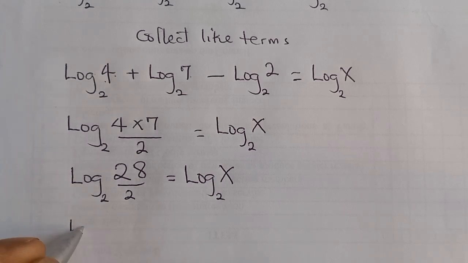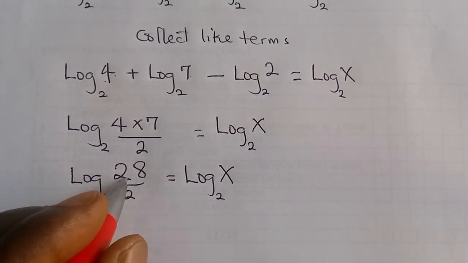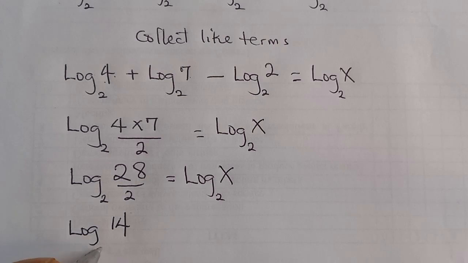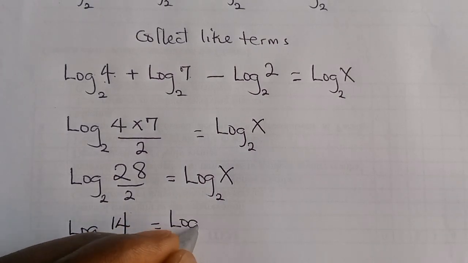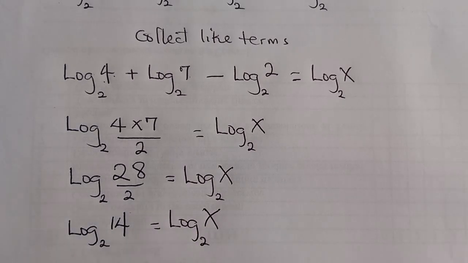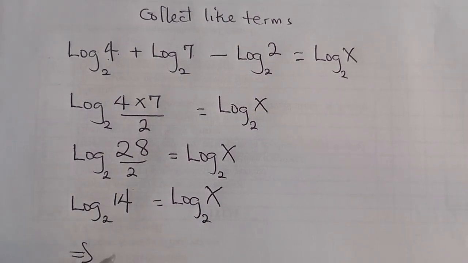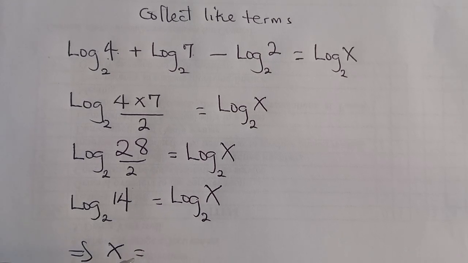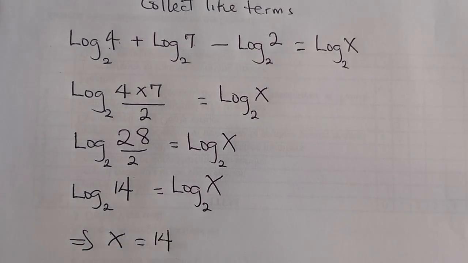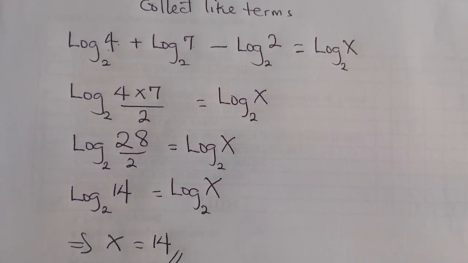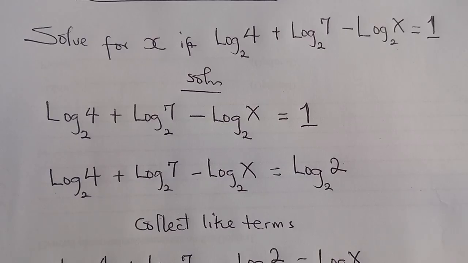28 divided by 2, we have 14. So we have log 14 to base 2 equal to log x to base 2. Since the bases are the same, we are going to equate the numbers, implying that x is equal to 14. So this is the value of x in this equation.